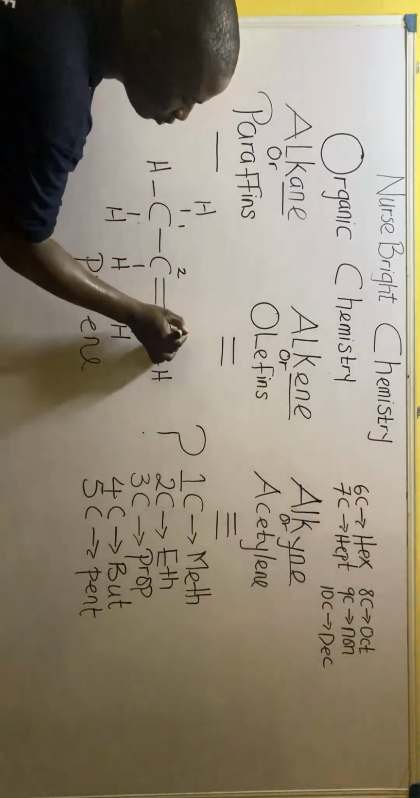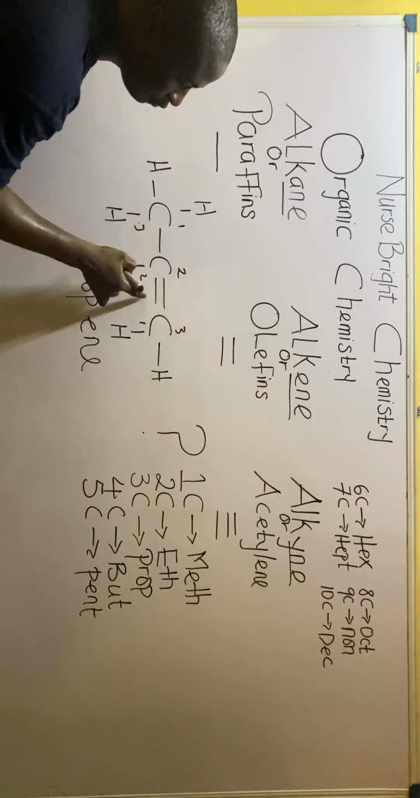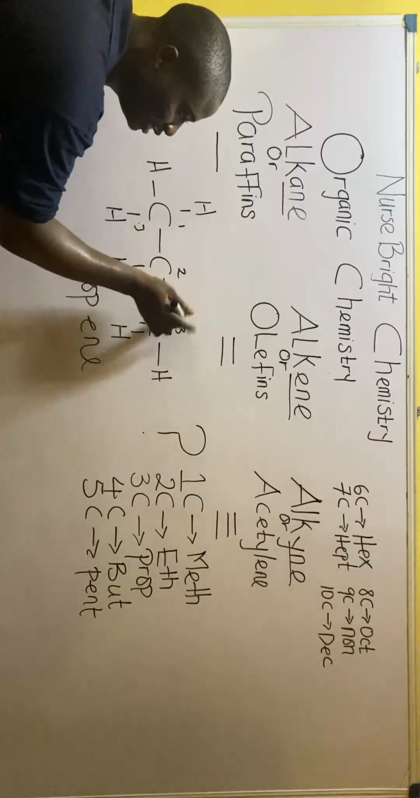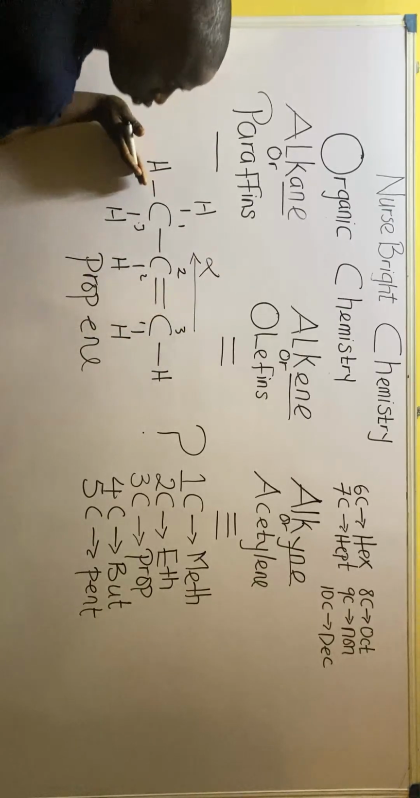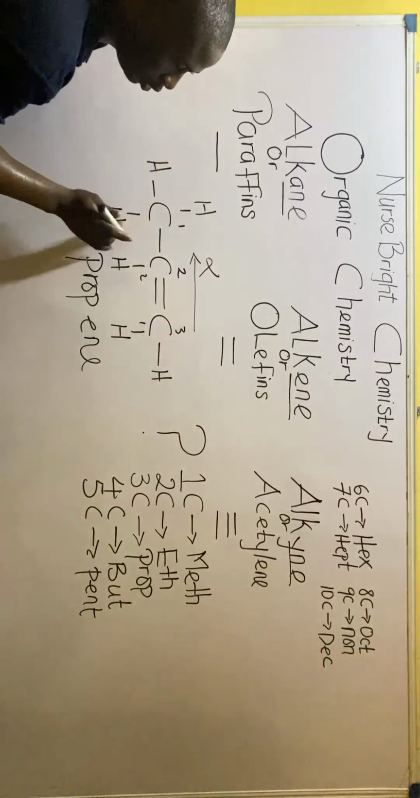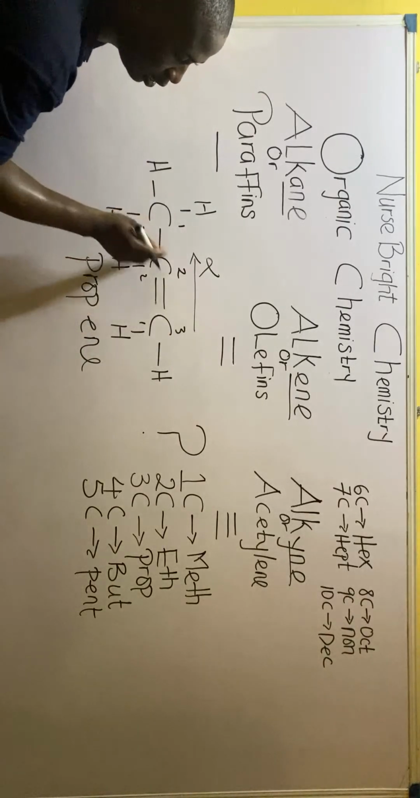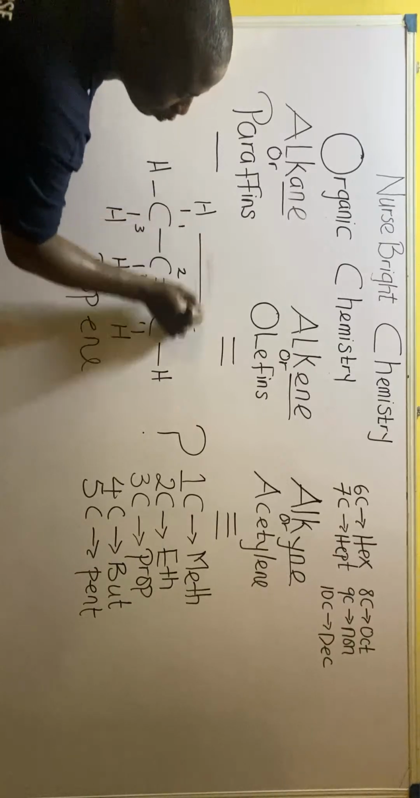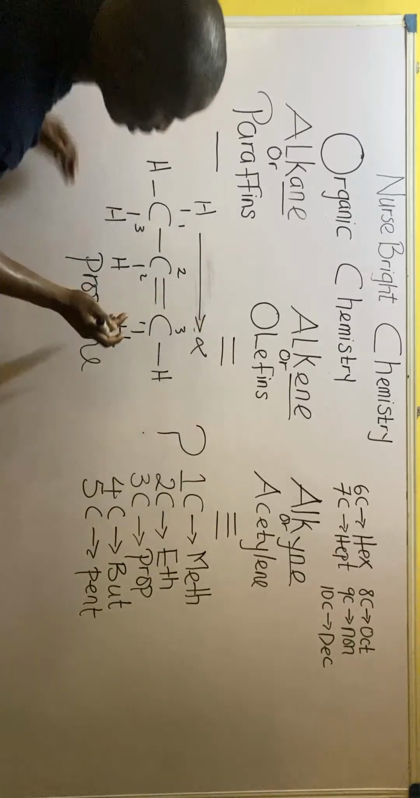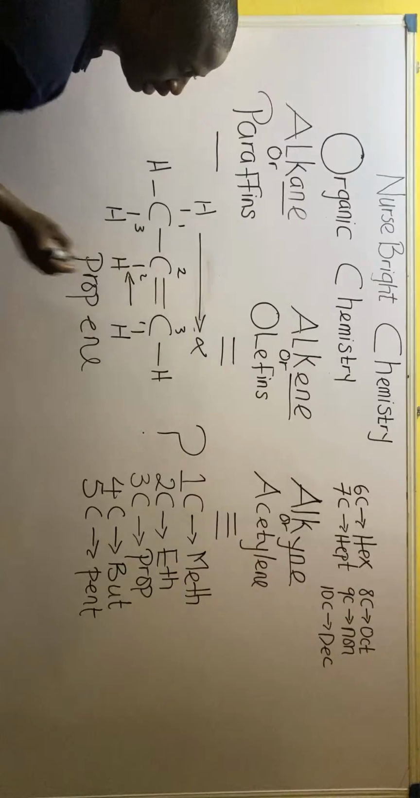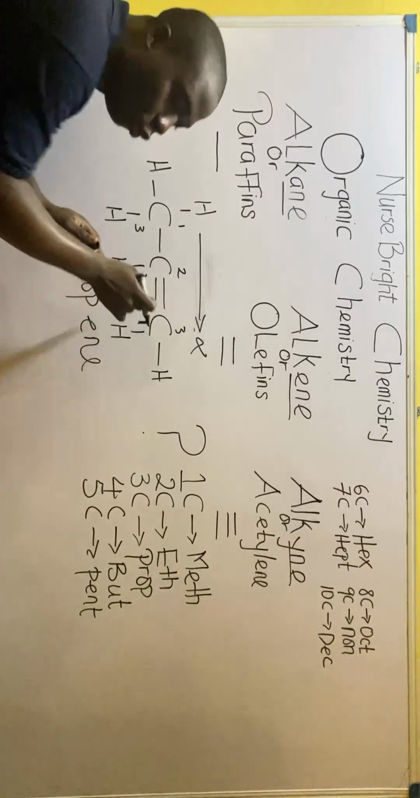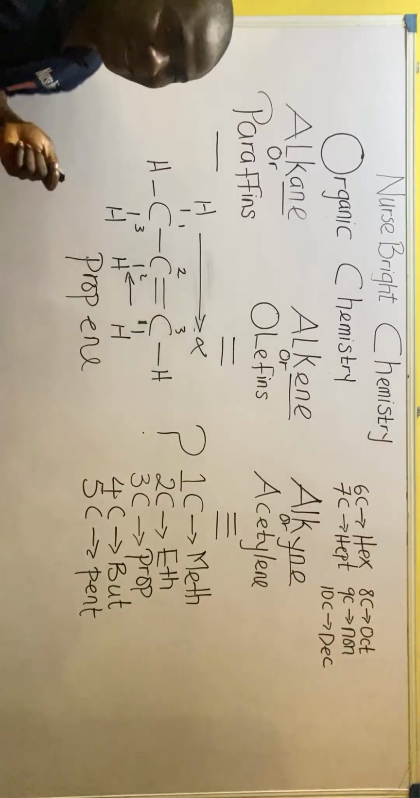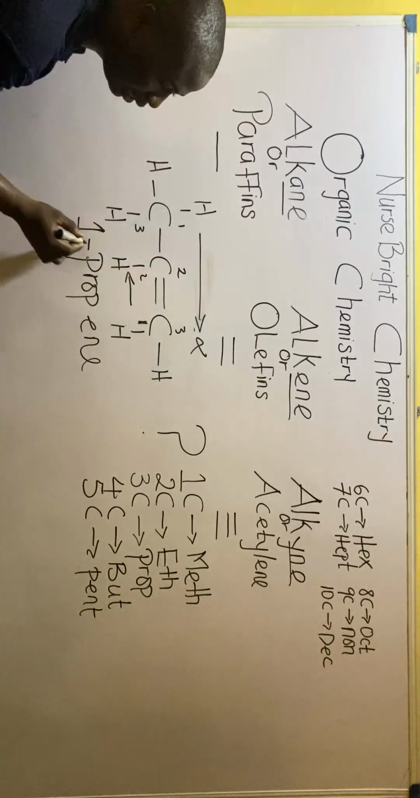1, 2, 3. 1, 2, 3. The functional group is between 2 and 3. So this direction is out already. You have to focus on this direction. 1 to 3 is out. You can't use this one to come back. Do you understand? So then you have to give it to the lower number. When it's between 1 and 2, you give it to 1. So this is 1-propene.